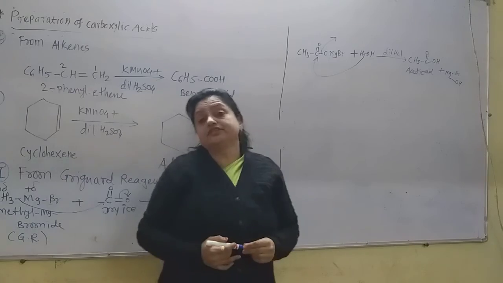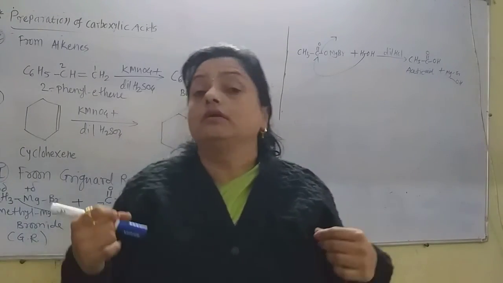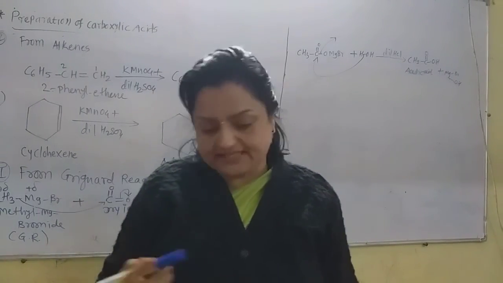This last method is a very important method. They may ask it in the examination. How will you prepare carboxylic acid from the Grignard reagent and dry ice? Now this is a very important method.